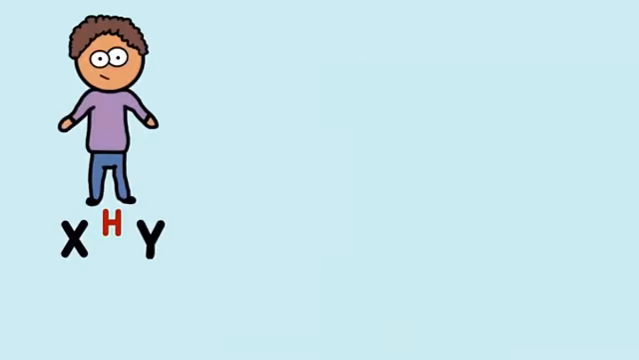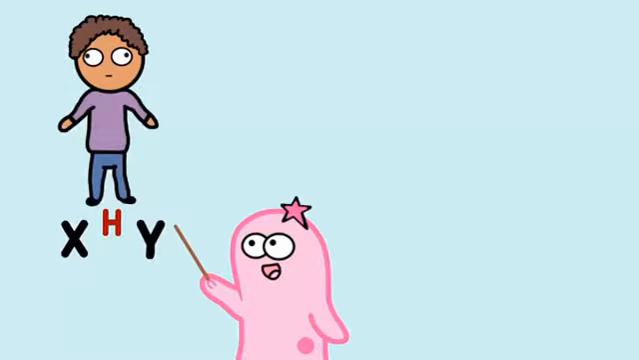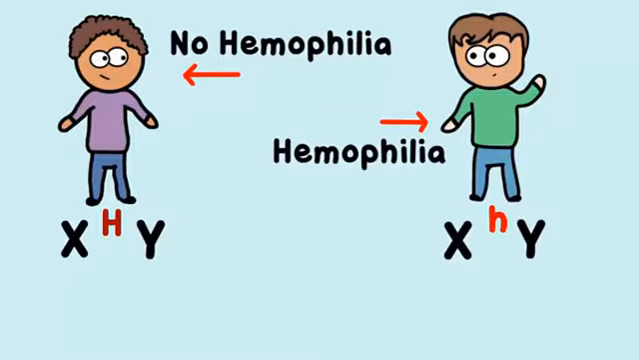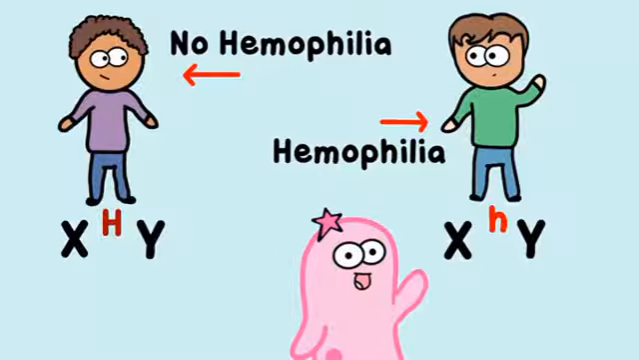Now for a male to not have hemophilia, his genotype would have to be X^H Y. Notice how I did not put anything on the Y chromosome. Again, most sex-linked traits are on the X chromosome. If he has the genotype X^h Y, then he has hemophilia. He doesn't have 2 X chromosomes, so he cannot be a carrier.